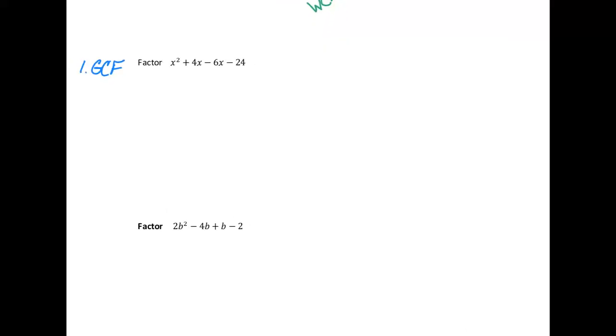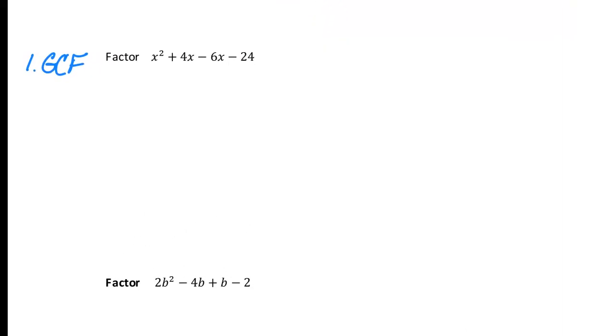And as I look at this first problem, I have coefficients of 1, 4, 6, and 24. So the smallest one is a 1, and yes, they're all divisible by 1, but that is not going to be helpful. And as I look, I don't have any x's in every term. So there is no greatest common factor. However, I do have 4 terms, so we're going to factor by grouping.